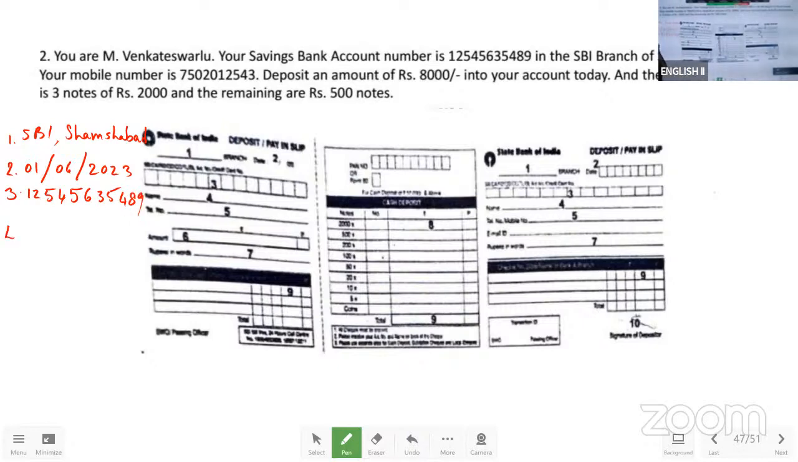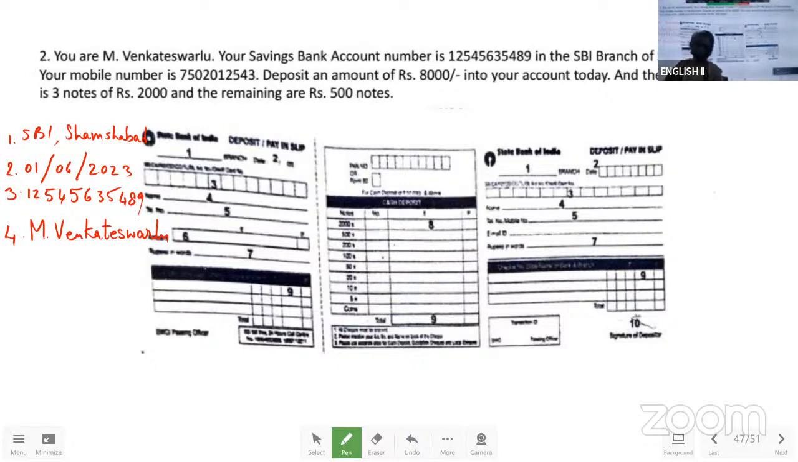Next, number 4. Number 4 is name. Your name is M. Venkateswarlu. So in one straight line, just write all the answers, number them and write all the 10. Though they ask you to write only 8, please write all one under the other in a straight line.